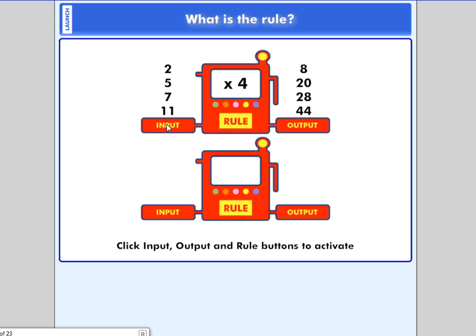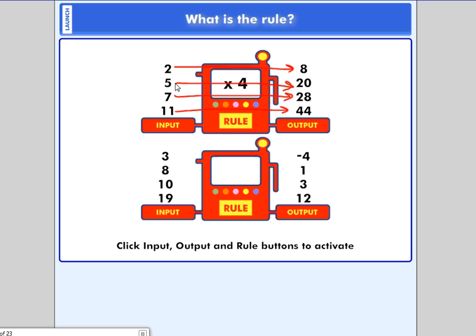And you can tell here that 2 matches to 8 because 2 times 4 is 8. And you can tell that 5 times 4 is 20, 7 times 4 is 28, 11 times 4 is 44. So our input and output match each other by applying the rule. Here we have input of those 4 numbers, the output of that.